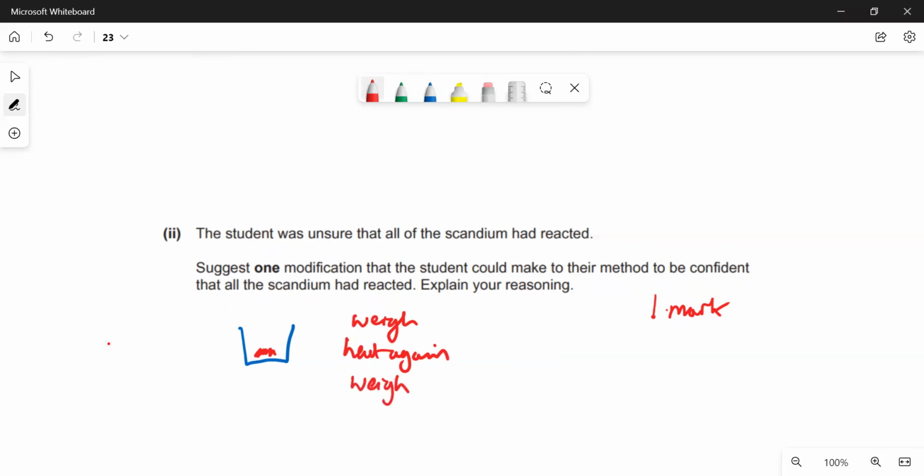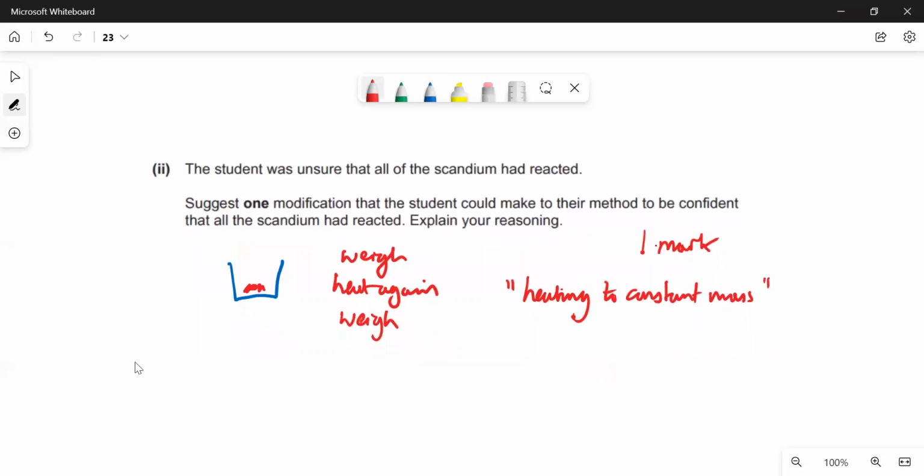Now, if the mass hasn't changed, we'll call that heating to constant mass. It will mean that the scandium is all reacted. But if it gets a little bit heavier, it means that not all of the scandium had reacted the first time you heated it. The second time it took in a bit more oxygen. And so you just keep on doing that, repeat the heating until the mass doesn't change, and then you can be fairly sure that all of the scandium has reacted. And that's a fairly standard question. Heating to constant mass is a fairly well known technique.